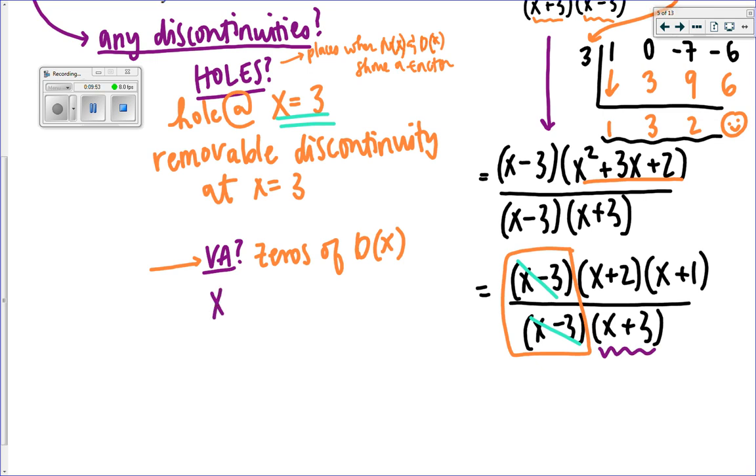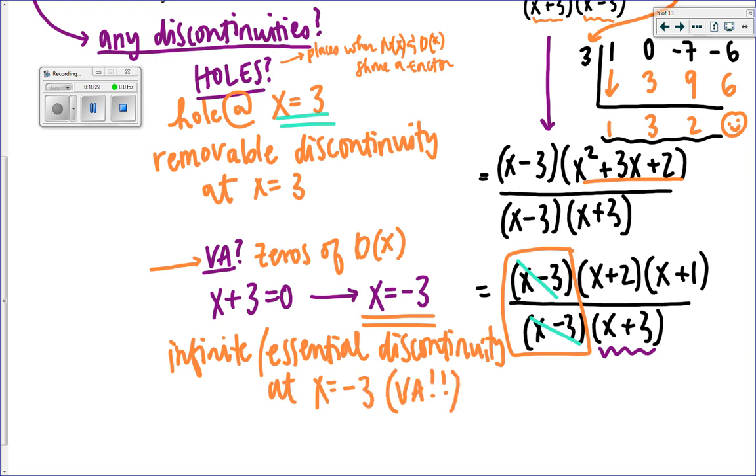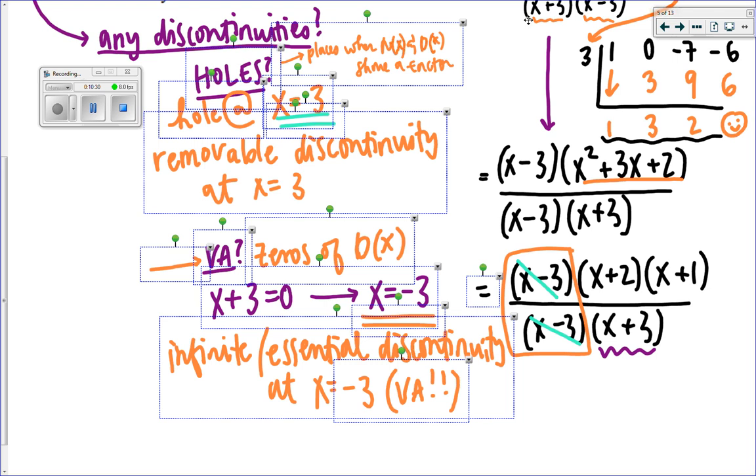x plus 3 is equal to 0, which would be a vertical asymptote at x equals negative 3. So we have an infinite, otherwise known as essential, discontinuity at x equals negative 3. Why again? Because it's a vertical asymptote. Now let's put it all together, because unfortunately, we haven't even really answered the question at hand.